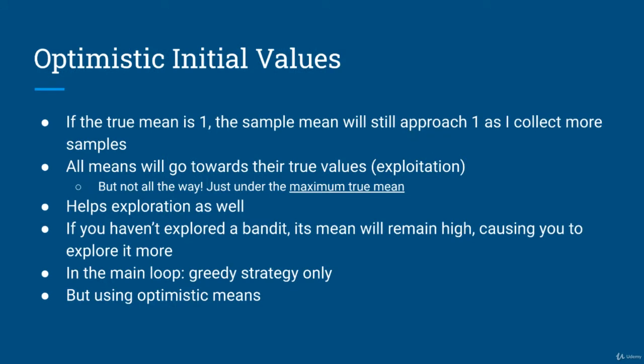So if the mean is 1, then as I collect more values, the sample mean is going to converge to 1. In fact, eventually all the means will settle into their true values, at which point we'll just be exploiting. But it should be clear that this helps exploration as well. If you haven't explored a bandit much, then its sample mean is going to be very high due to its initial setting. In fact, it's going to be higher than everything else, which means you'll be forced to explore it. So in the main loop, all you need to do is perform the greedy strategy, but using these optimistic means.